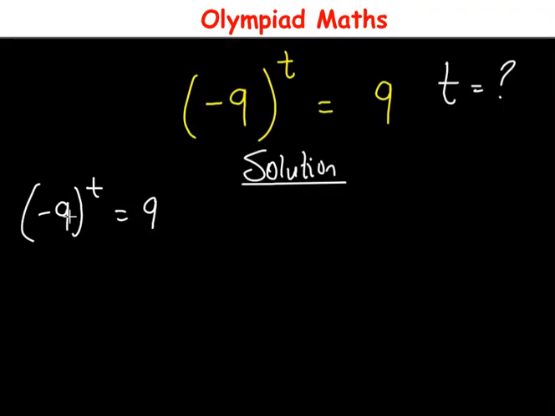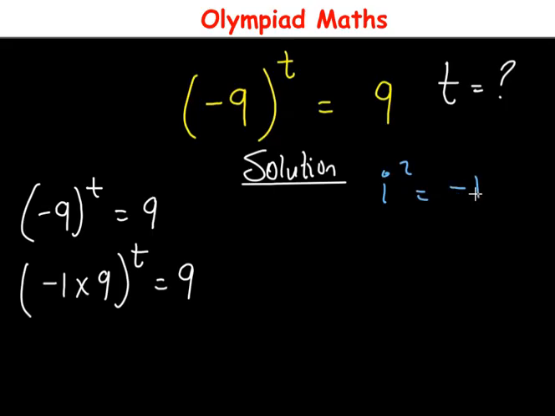So we can express -9 as (-1 times 9), then all raised to the power t is equal to 9. At this junction, we are going to apply this rule: i squared is equal to -1. So in place of -1, we'll bring in i squared. So here becomes (i squared times 9), all raised to power t is equal to 9. With this, we are going to apply logarithm to this equation.